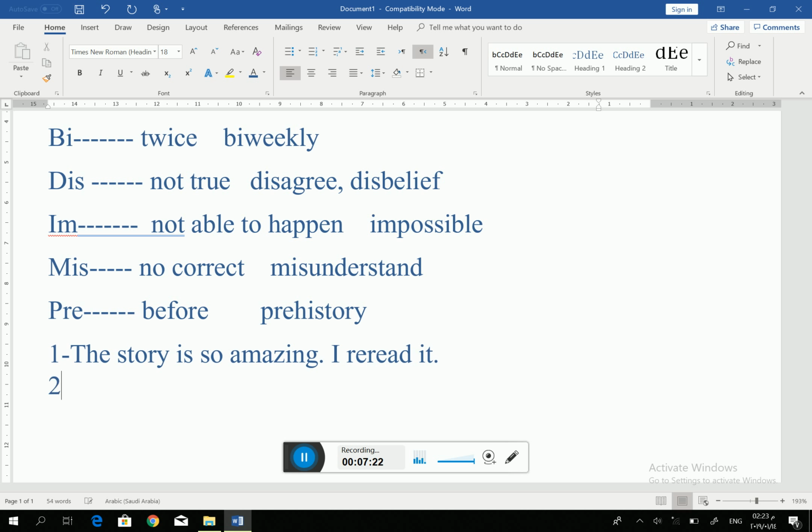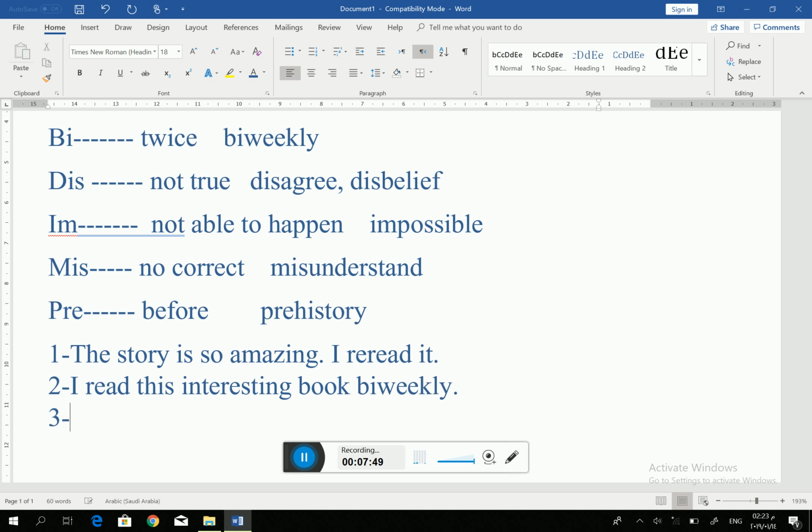Another example, number two, when you say I read this interesting book bi-weekly. Bi-weekly means twice a week.